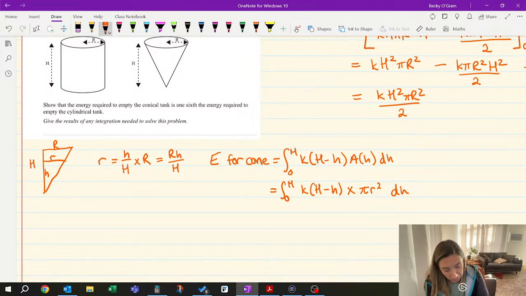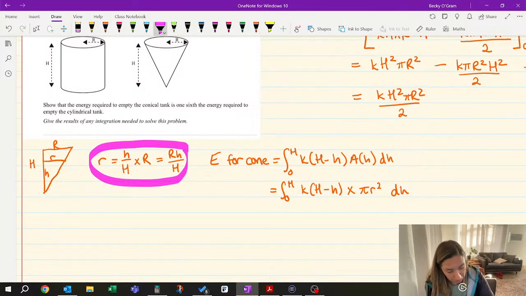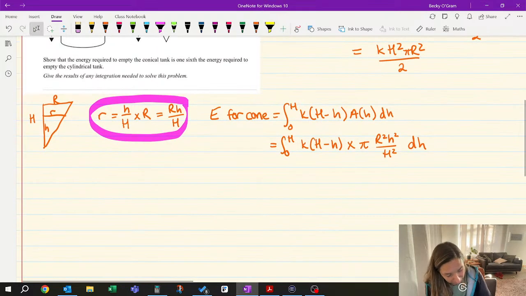So we need to use what we have over here to express that little r in terms of h. So little r squared is the same as if I do capital R h over H all squared. Or in other words, it's R squared, little h squared, over capital H squared. Okay, now everything is in terms of h. We can get on with actually using it and then integrate it.